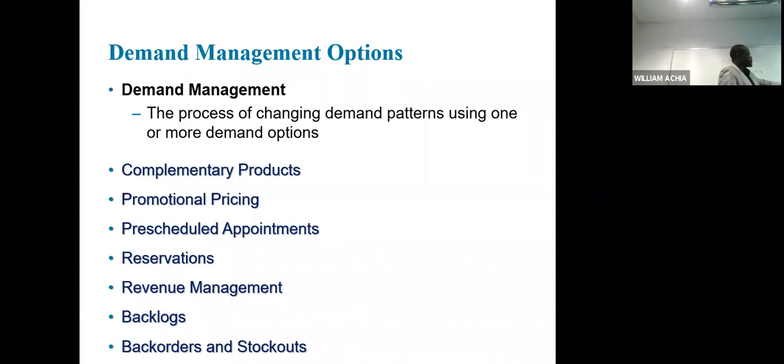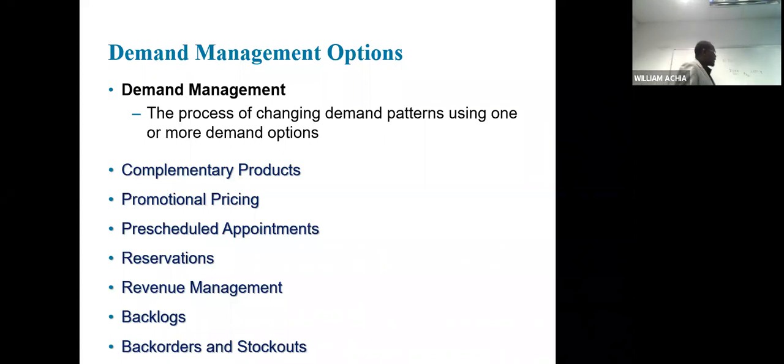So you'd be willing to lower your price for a period of time to bring those customers in to buy your products in periods when they're not really interested in buying your products. Okay. From a service perspective, most service organizations rely on appointments.